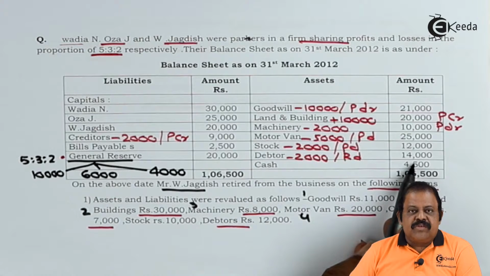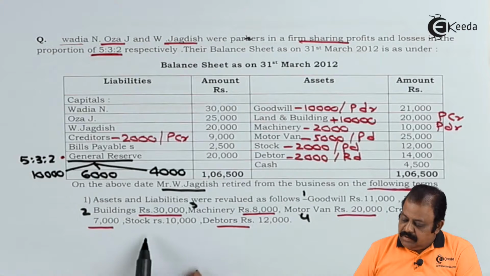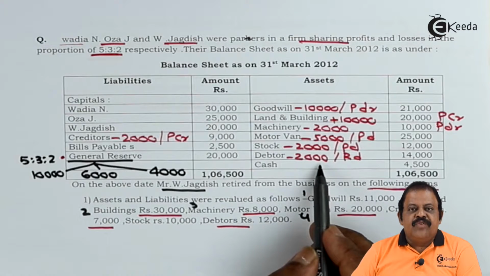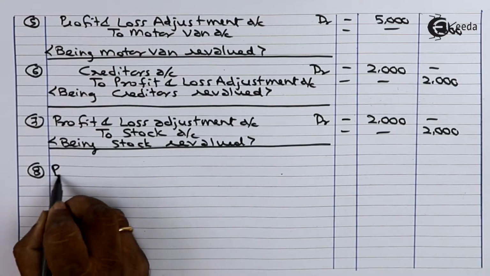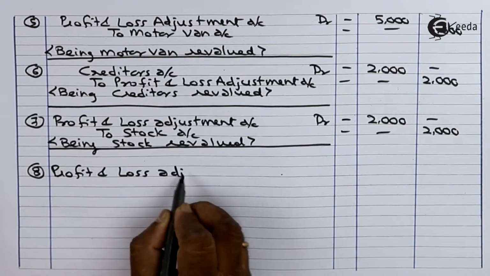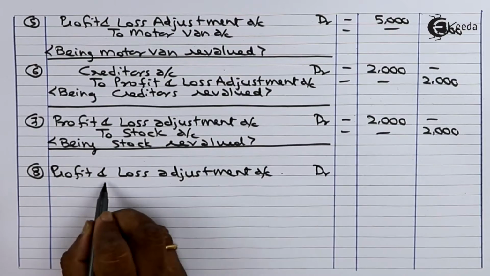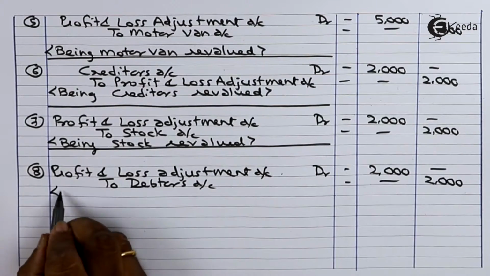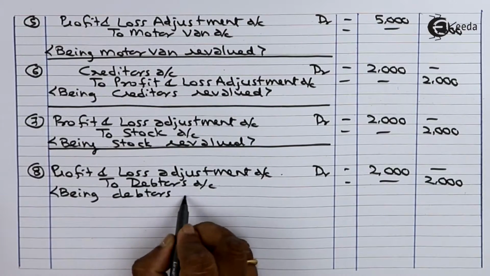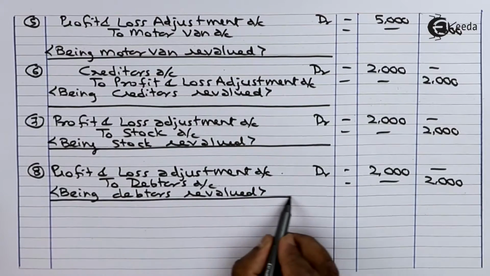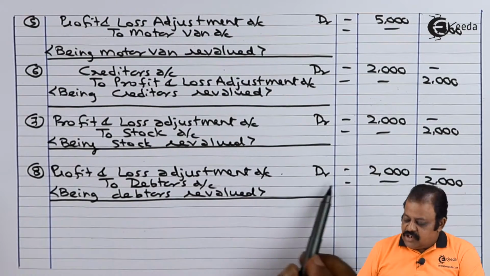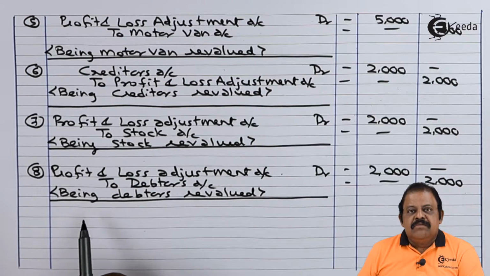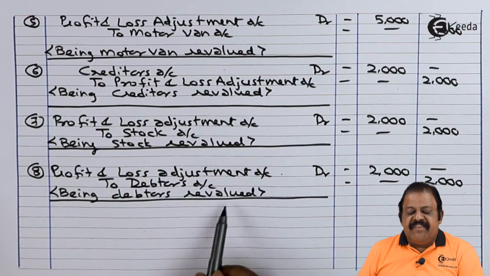Debtor 14,000, new value is 12,000, that means there is reduction of 2,000. Profit and loss adjustment account debit 2,000 to debtors account 2,000, being debtors revalued.